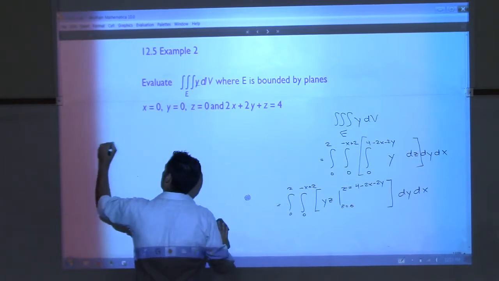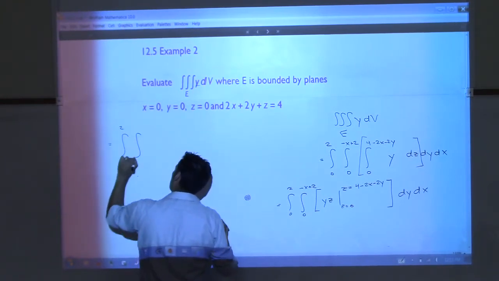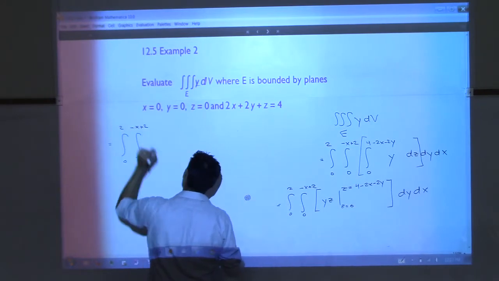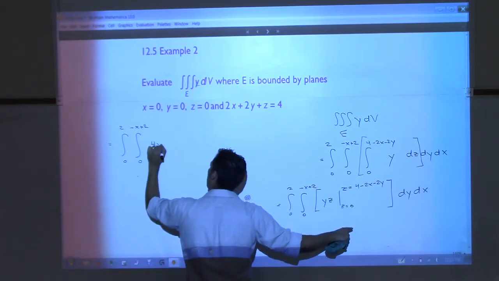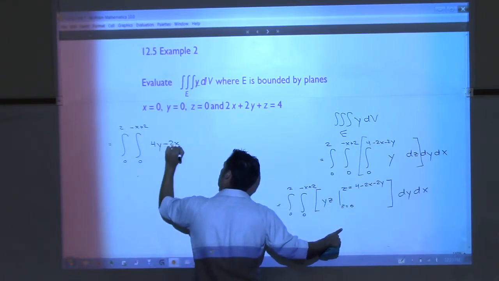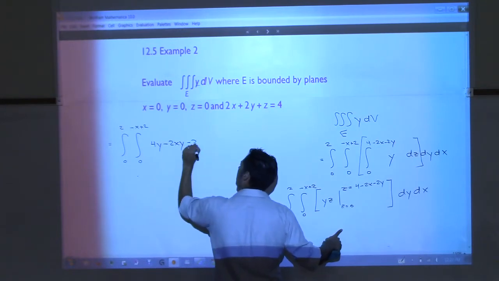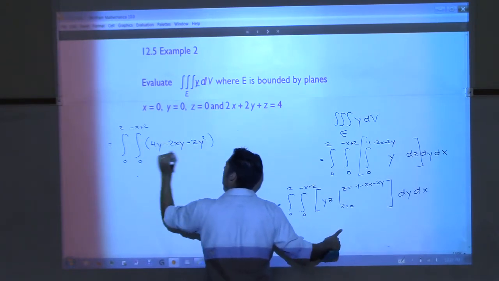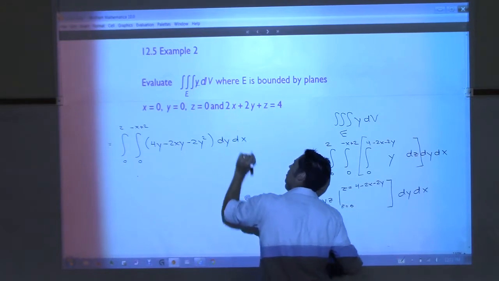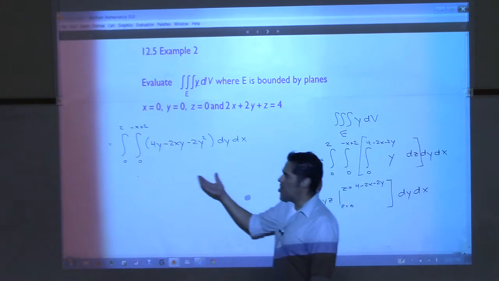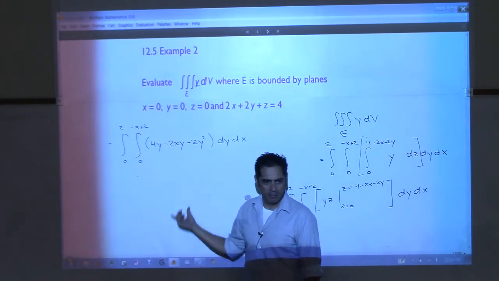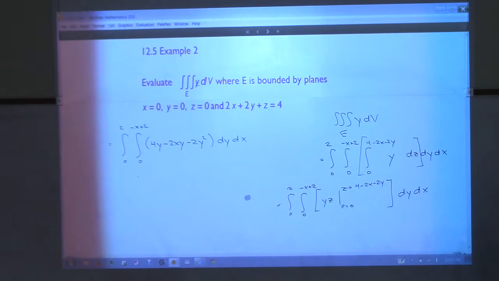So I'm going to go ahead and write down my new integral. I have integral 0 to 2, integral 0 to negative x plus 2, and then 4y minus 2xy minus 2y squared. Good. All of that dy dx. And now we're back to a double integral, right? So we've done double integrals. You could take this the rest of the way. Something like that, you can take them individually still.